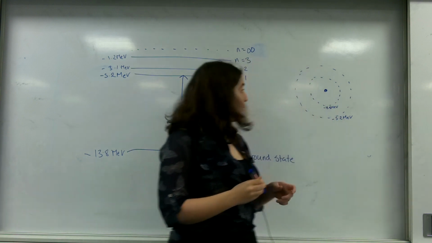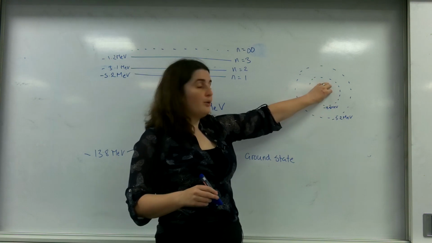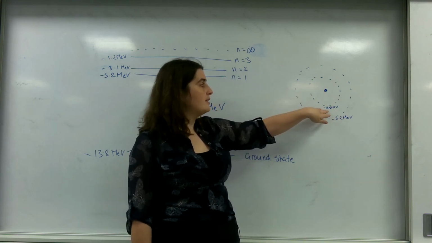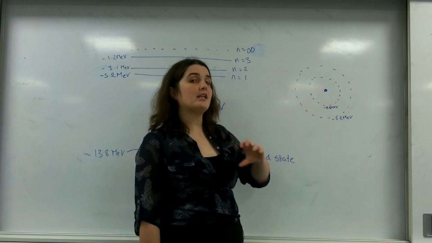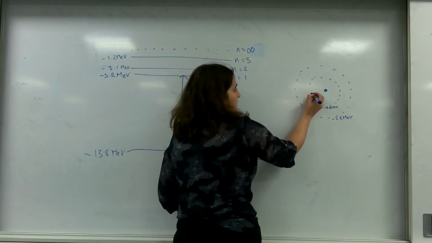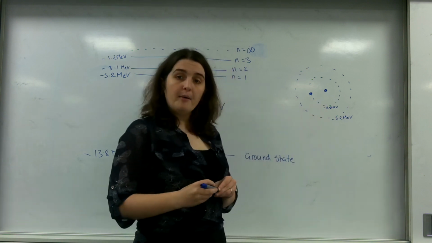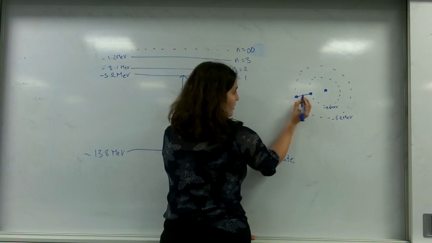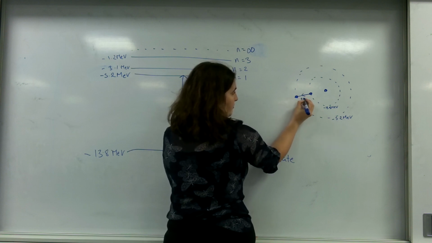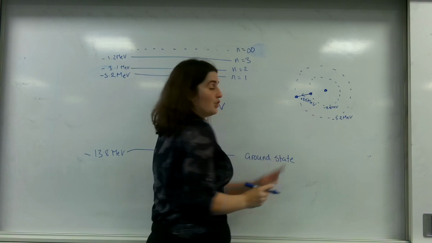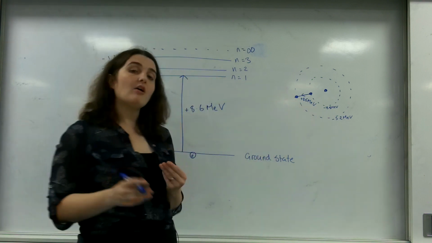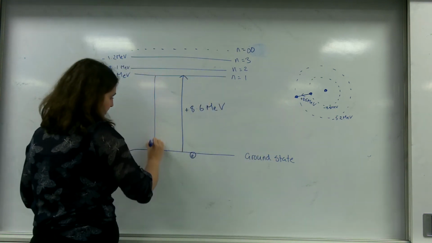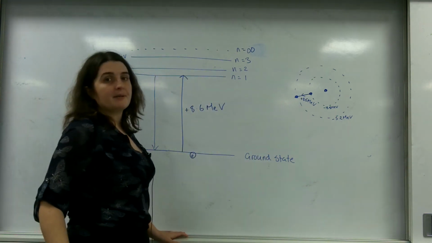And I've drawn a diagram here. This is the nucleus of the atom, and this here is the orbit where I require 13.8 mega electron volts worth of energy to remove an electron from. I'm going to give it 8.6 mega electron volts. And it's going to move to this orbit, but it can't stay there. It will then come back down again to the ground state.